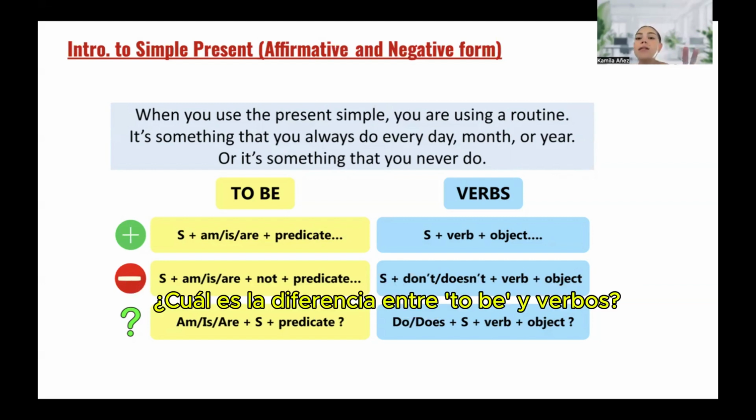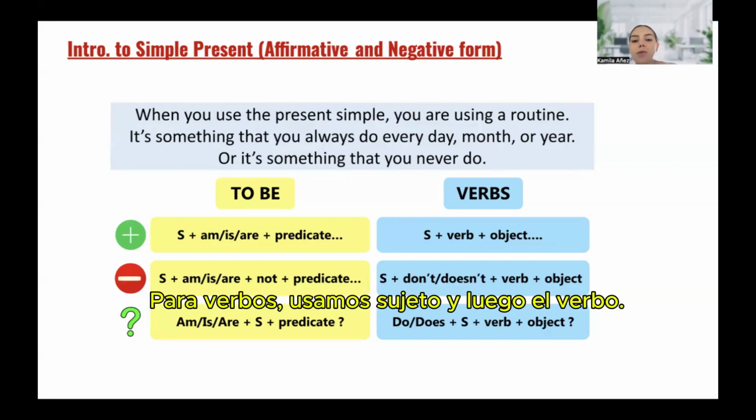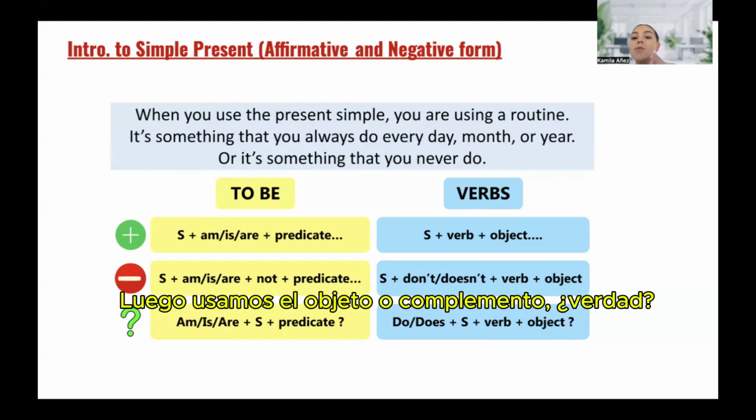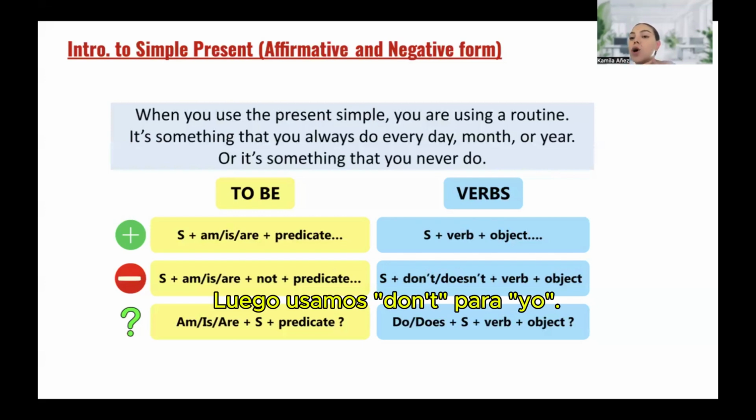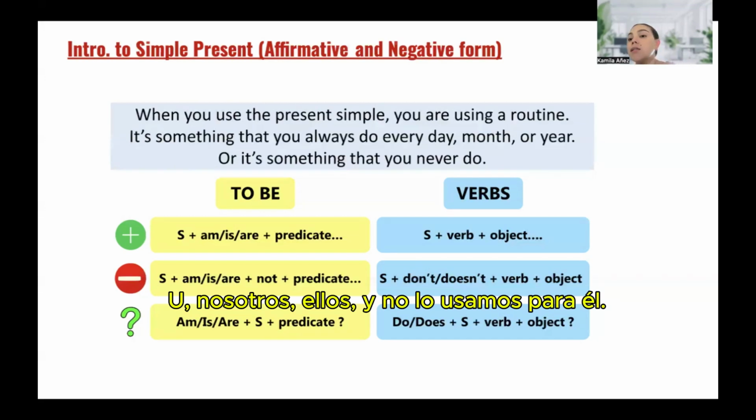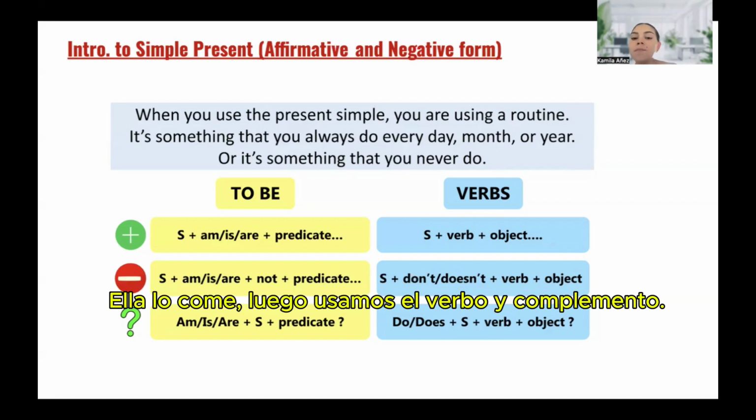Okay? What is the difference between to be and verbs? For verbs, we use subject, then we use verb, then we use object or complement. All right? For negative, we use subject pronoun, then we use don't for I, you, we, they, and doesn't, we use it for he, she, it. Then we use the verb and we use complement.